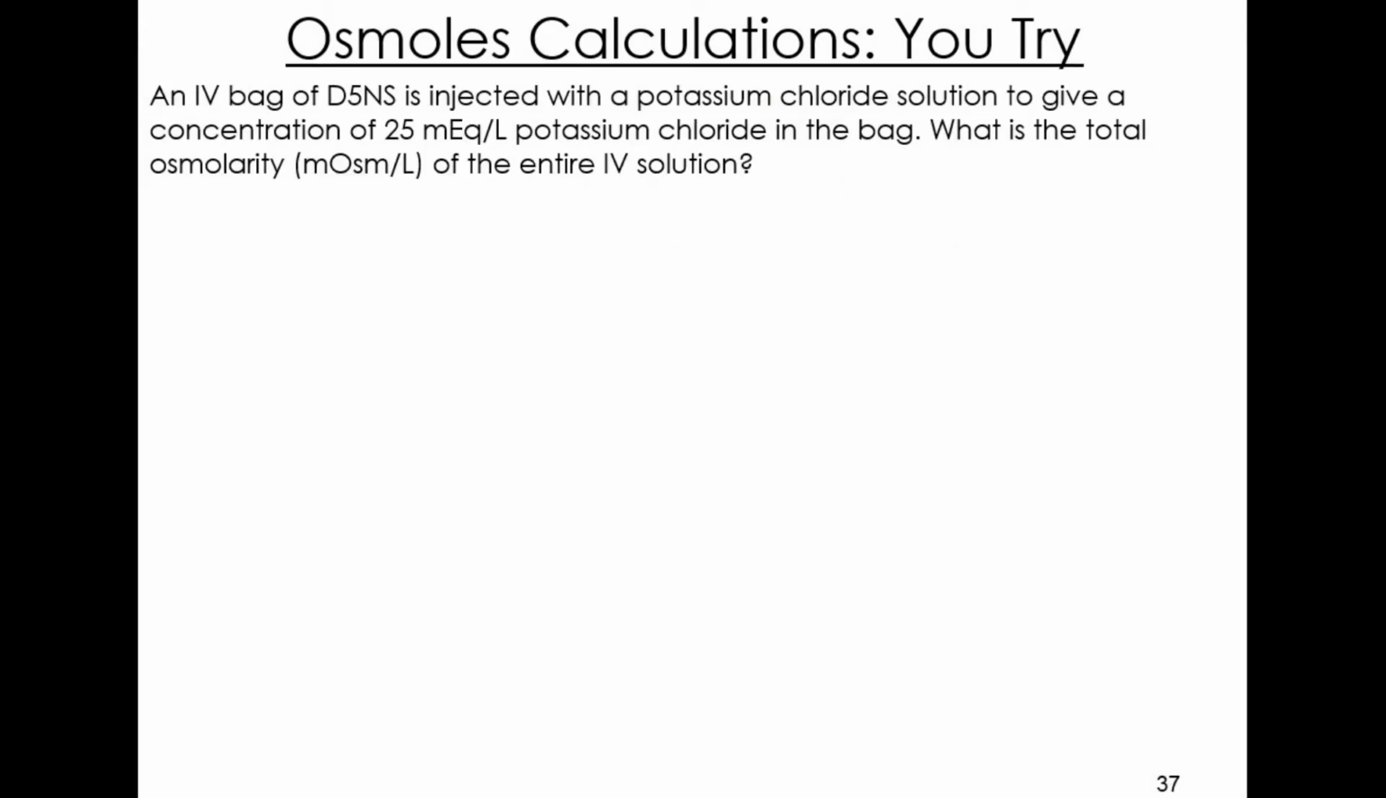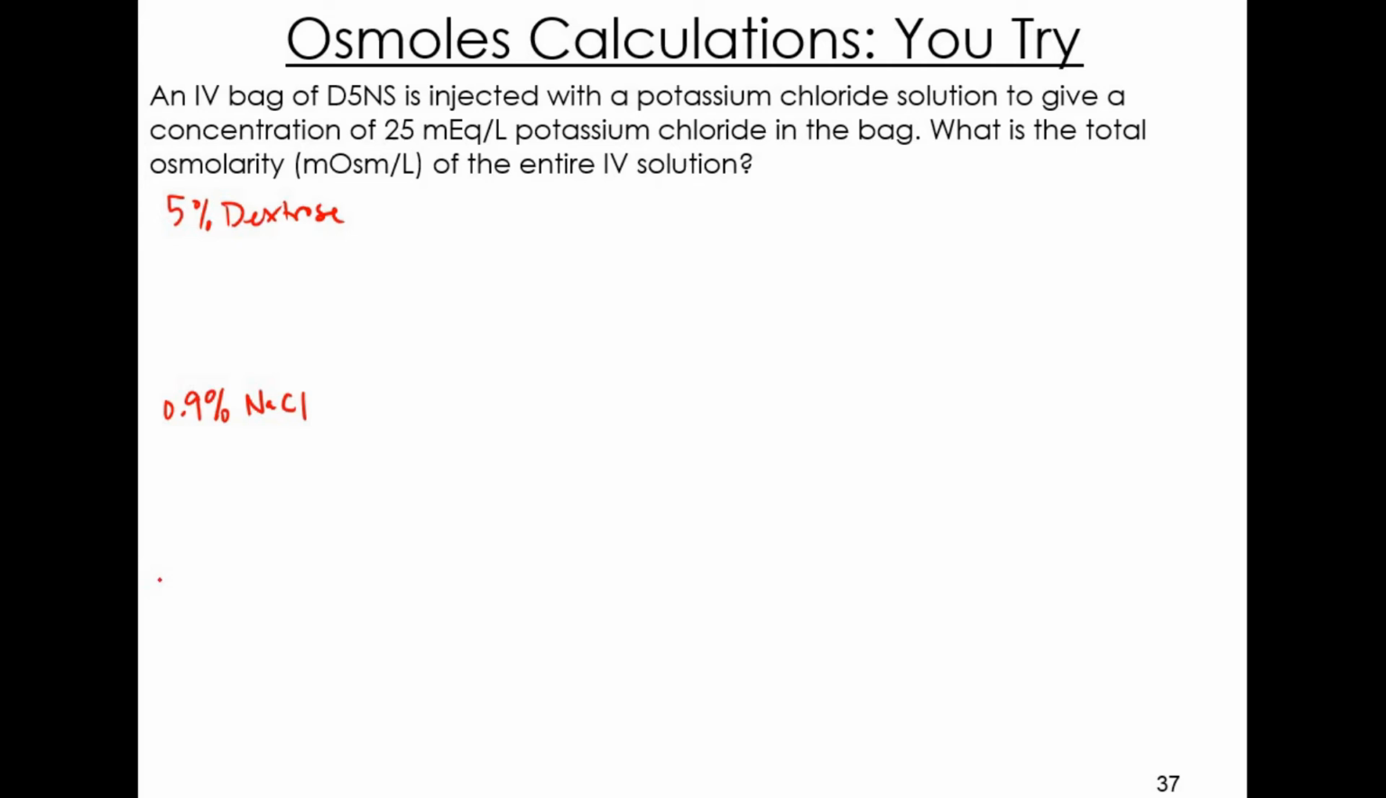In the final problem, we have an IV bag that has several components in it. It has D5NS, and it has potassium chloride that's been added to it as well. So we have several things to think about. We've got 5% dextrose, and we've got the normal saline, that's 0.9% sodium chloride.